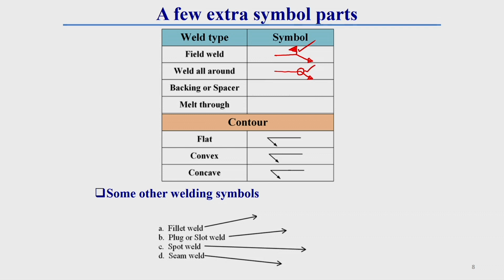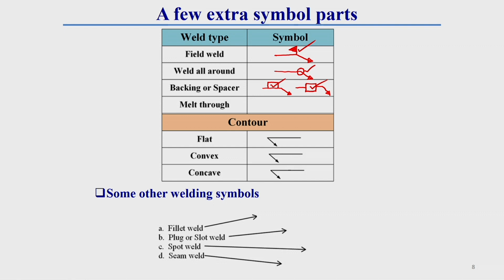Sometimes we can use, as I have already told you, backing and spacer. If backing is used somewhere, then the backing symbol is generally provided on the other side of the weld. That is why the backing symbol is represented like this. If it is a spacer, then the spacer is represented in the welding symbol like this. So, this is a spacer, and this is the backing of the weld.